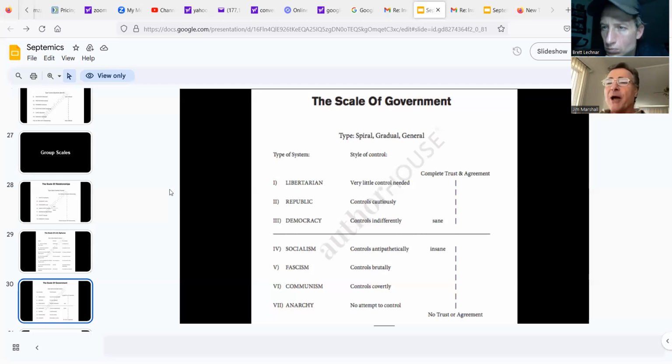When you get down to democracy, the trust is down to a point where you can't really have people in charge, because the populace has deteriorated. And so in a democracy, they don't control cautiously, they control indifferently. It's sloppy, it's messy.